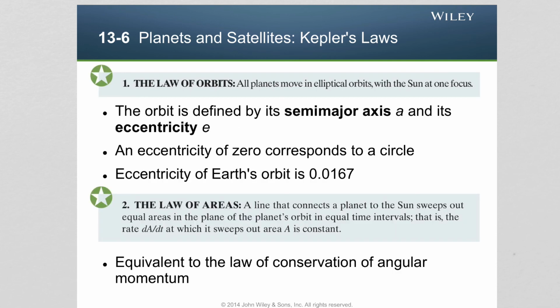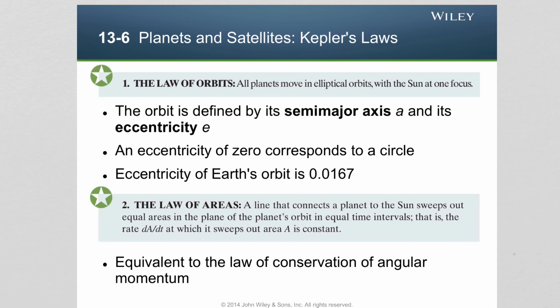Alright, so Kepler's first law, also known as the law of orbits, states that all planets move in elliptical orbits with the Sun at the focus. So the orbit is defined by its semi-major axis A and its eccentricity E. As I already mentioned, an eccentricity of 0 corresponds to a circle. The eccentricity of Earth's orbit is 0.0167. So that means that it is not a very pronounced ellipse, but it's not a circle at all.